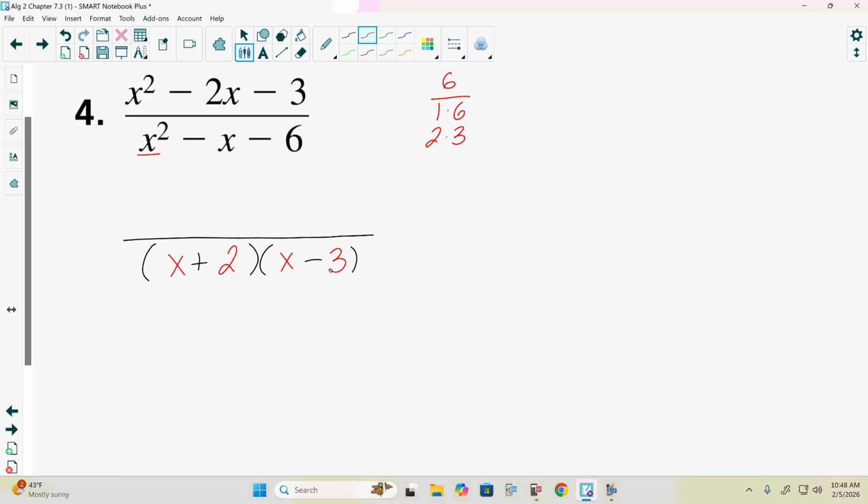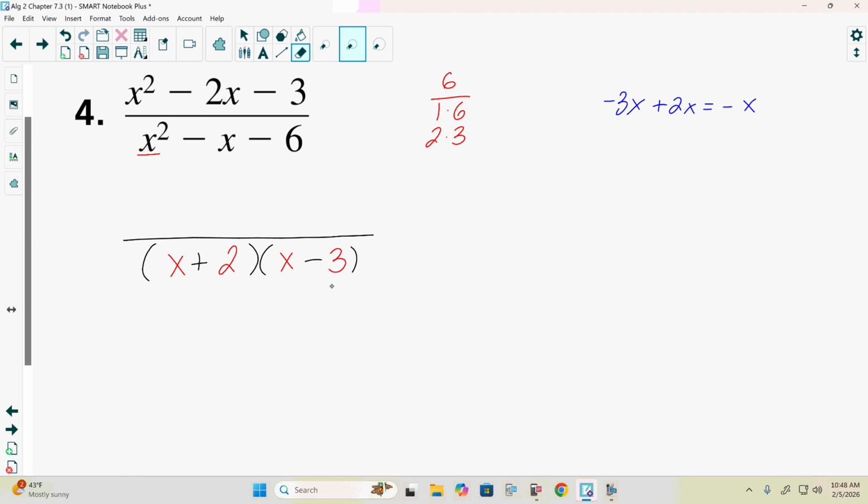So we can plug in the 2 and 3. And then off to the side, we can check and make sure this is the correct setup. x times -3 is -3x. 2 times x is positive 2x. And -3x plus 2x gives us -x, which is the middle term we wanted, telling us that x plus 2 times x minus 3 are the correct factors. Questions on how we factored this here? Questions on any of this so far?